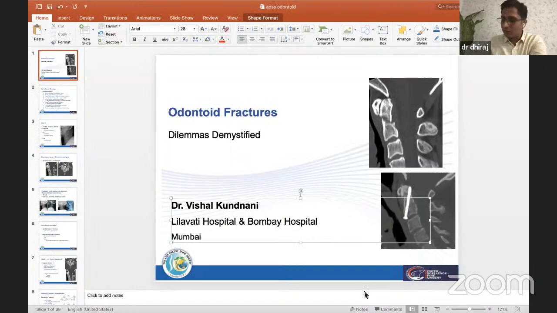Dr. Vishal Kundnani, he will be presenting on management of odontoid fractures and dilemma in management. Dr. Vishal Kundnani is a known figure, and he is a senior spine consultant in Bombay Hospital.